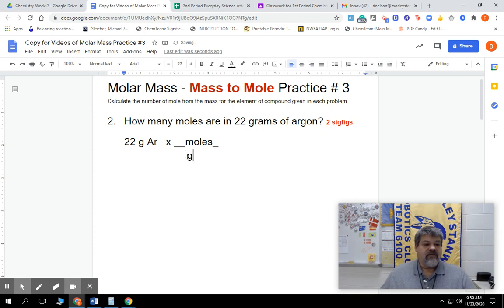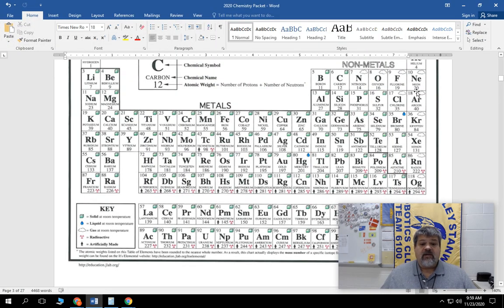Now what we have to do is figure out how many moles, which typically is going to be 1 mole, equals how many grams of argon. So how do we figure that out? Well, we go to the periodic table, and we're looking just for argon. There's argon, and the atomic weight of argon is 40.